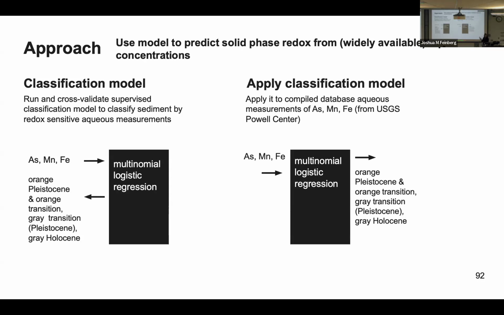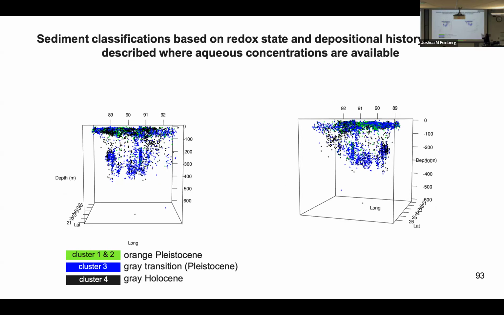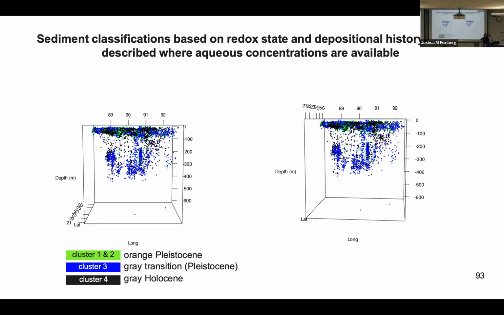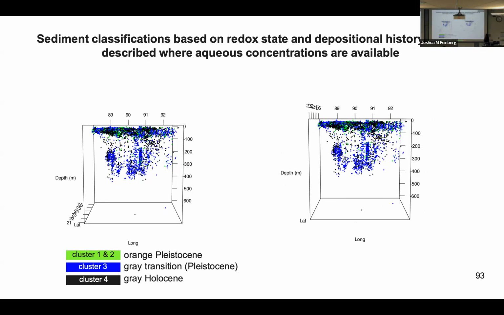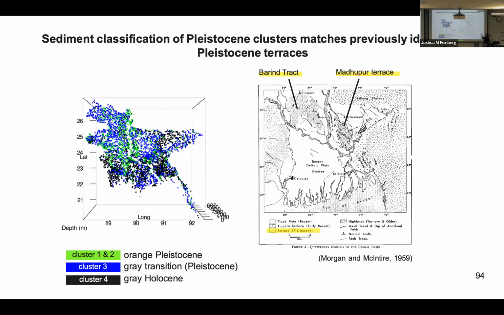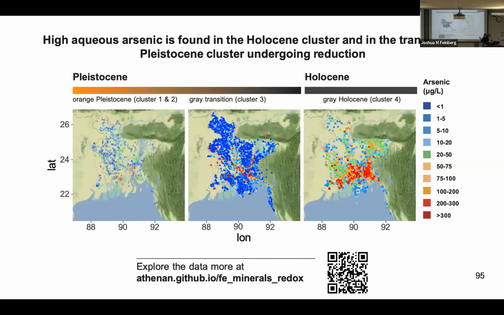So what does this look like? Well, as I mentioned, this model was based on a field site in Vietnam, so we can apply it to a similar environment, which is Bangladesh. And we see that the sediment classifications based on redox state and depositional history can be described where we had those aqueous measurements before. And when we compare it to maybe more traditional geology, our sediment classification of our Pleistocene clusters, which are the top two here, actually matches the previously identified Pleistocene terraces that exist in Bangladesh. So on the first order, at least on the very broad scale of country, it seems that our relationship can be upscaled.